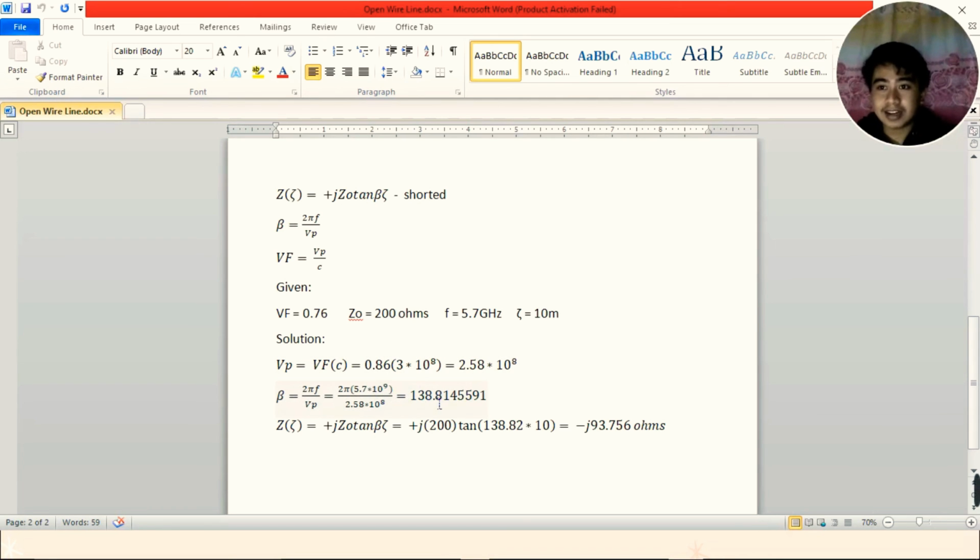So I just stored it in a variable and inputted it once again to solve for our impedance at 10 meters. It is j ZO tangent of beta times length, where ZO is 200. Multiply that to the tangent of 138.82 multiplied by 10. So we got negative j93.756 ohms, which means that this is a capacitive impedance.